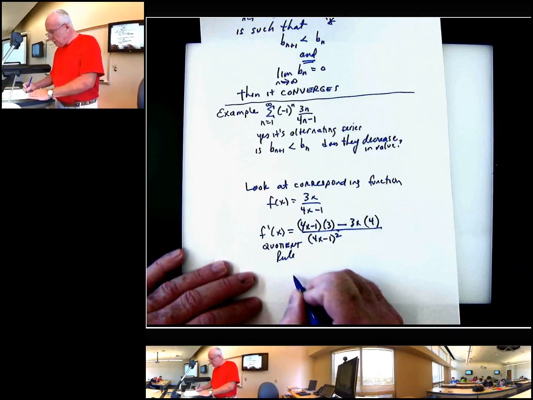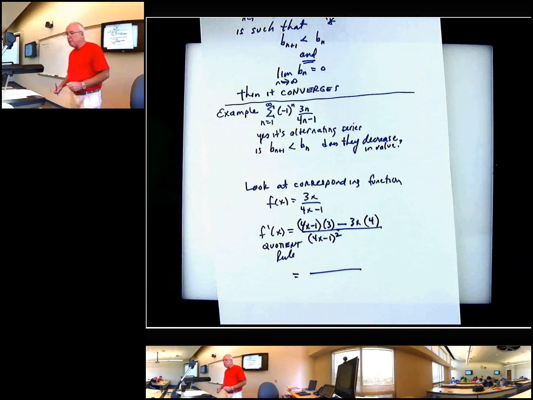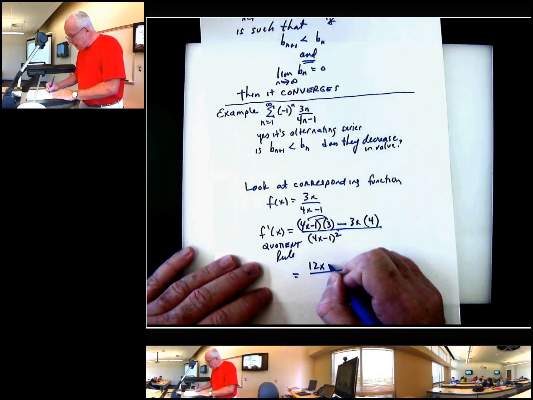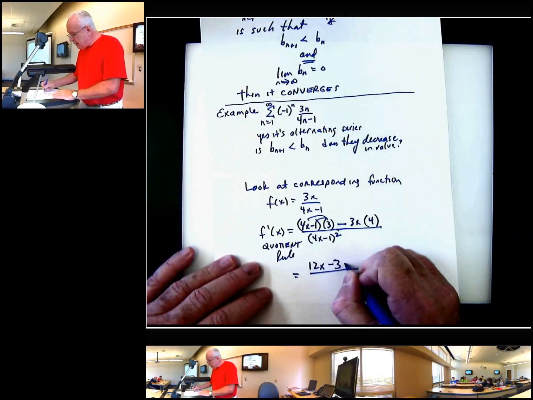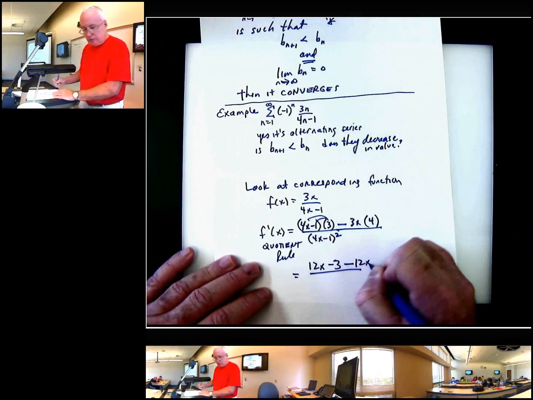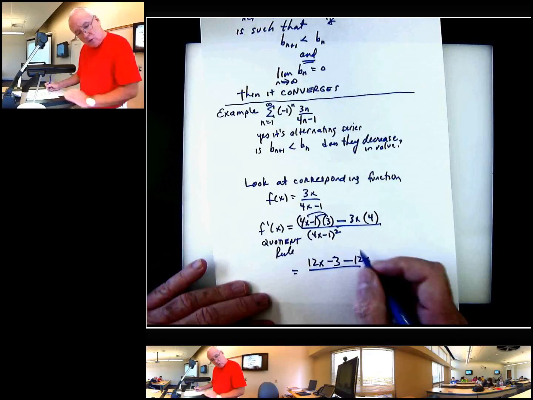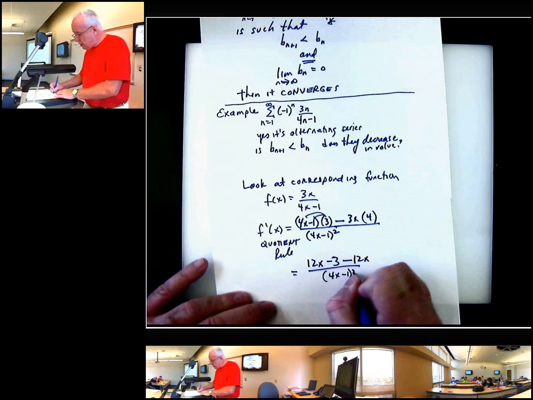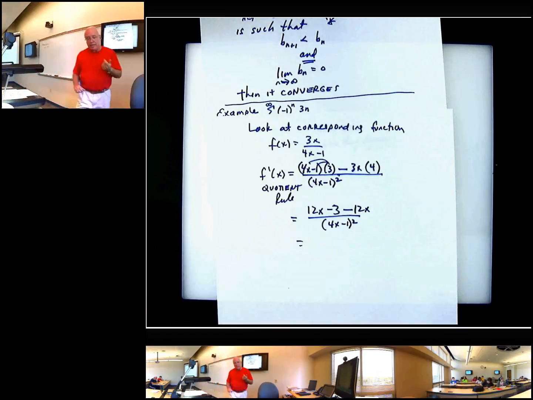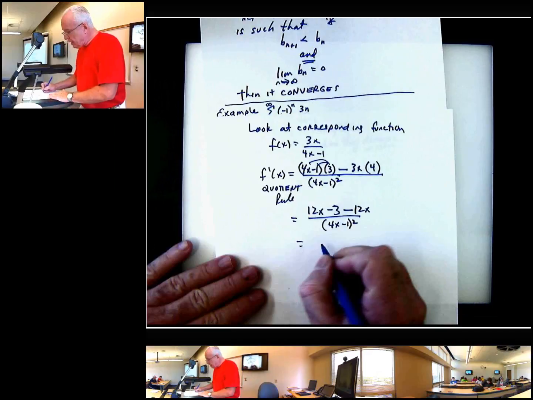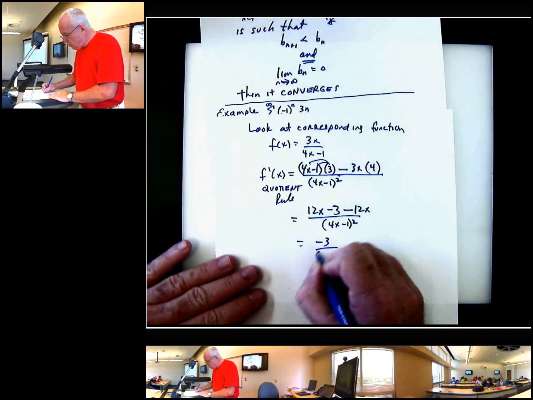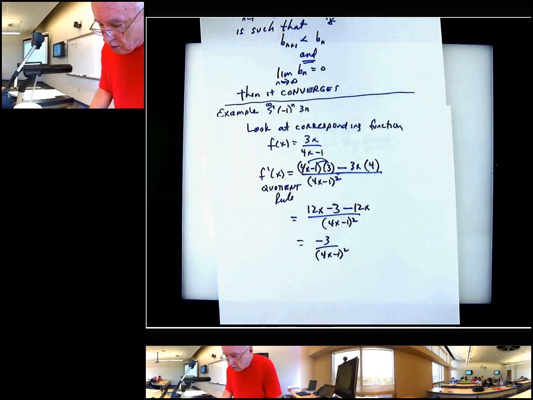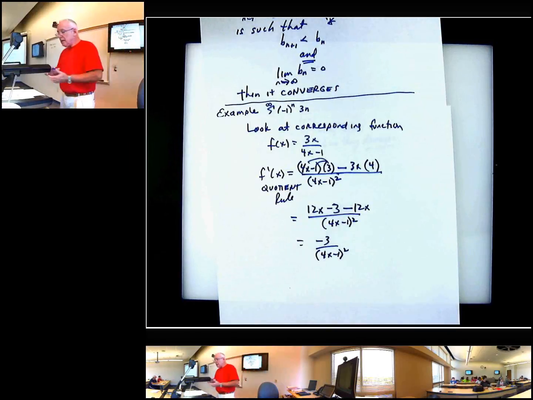Okay, so let's see what that numerator comes out to be here. Let's distribute. We have 12x minus 3, then minus 12x, all right? And then on the bottom, of course, we have 4x minus 1 squared. In the numerator, a couple of things cancel out, so we have minus 3 over 4x minus 1 squared. Correct something in my notes. All right, so that's our derivative.